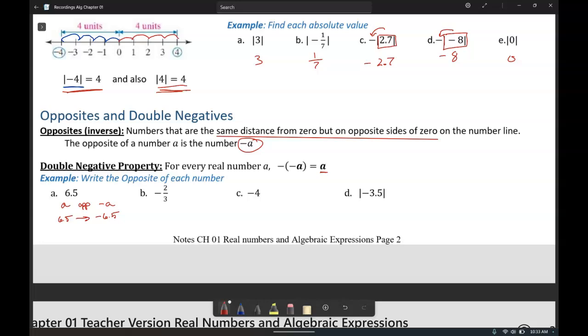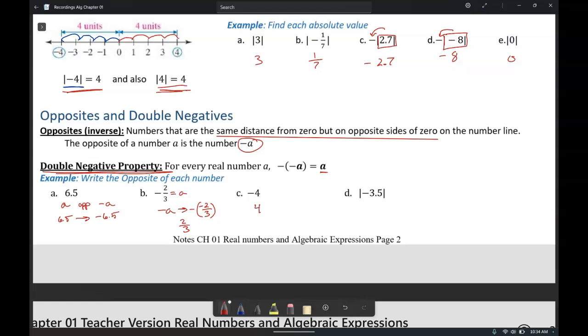Now here, a is -2/3. So the opposite is -a, which means if we take -2/3 and substitute it for a, now we're applying that double negative property. The double negative makes it positive. The opposite of -2/3 is +2/3. Same thing with -4. The opposite will be 4.